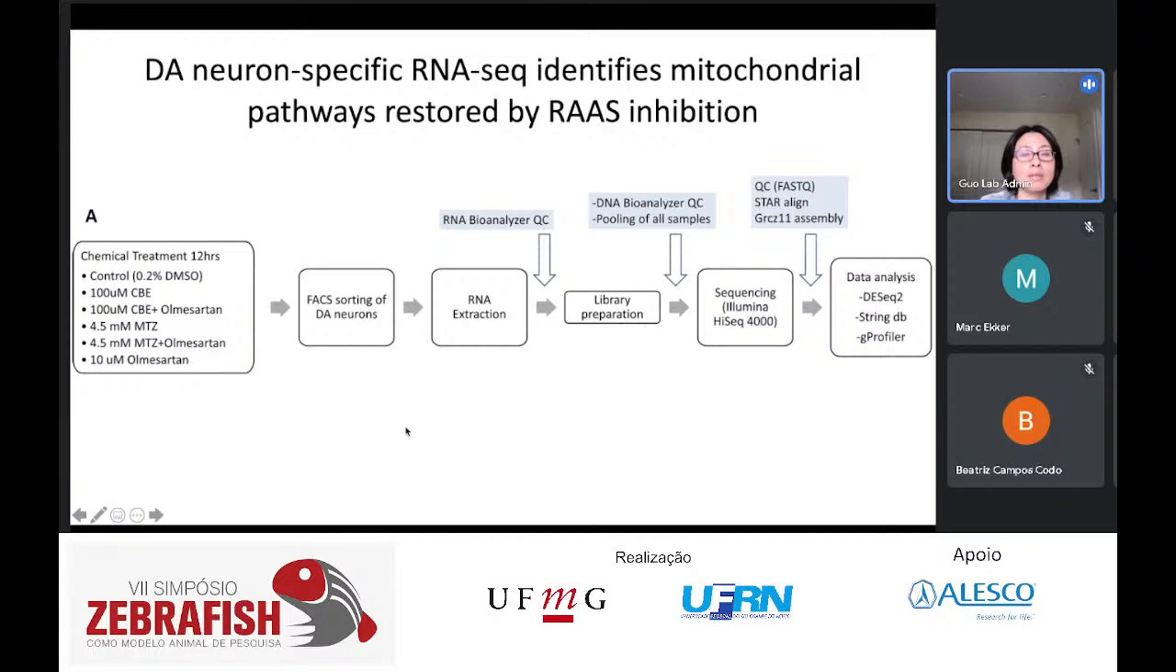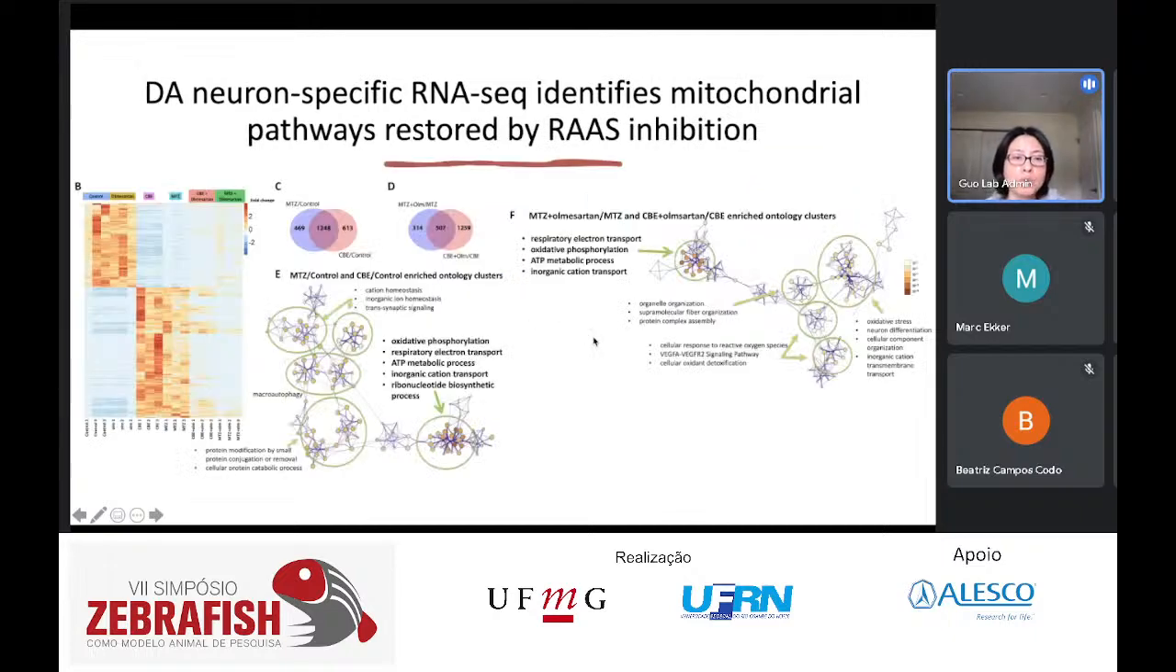So next, we want to understand the mechanism of how inhibiting RAS signaling can be neuroprotective. What we did is carry out a dopamine neuron-specific RNA-seq experiment. Here we used several conditions, including the control, the CBE, which is the GBA inhibitor, and then the CBE plus olmesartan, which is an AGTR1 inhibitor. And we also used the MTZ model and MTZ plus olmesartan, as well as olmesartan alone.